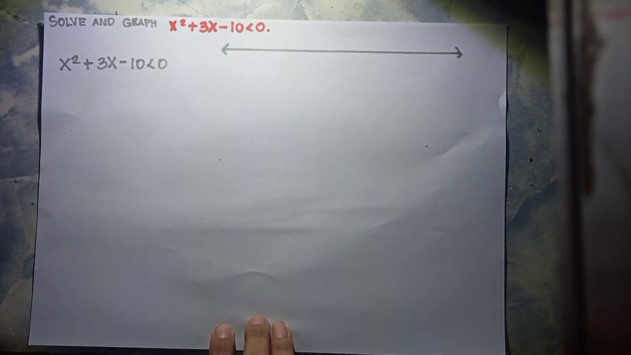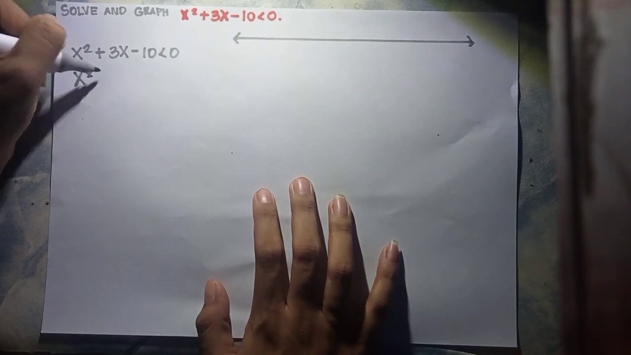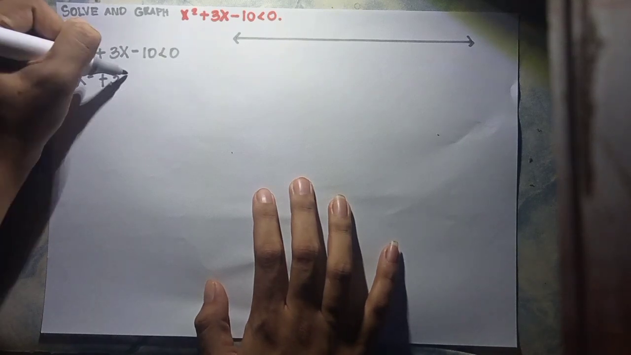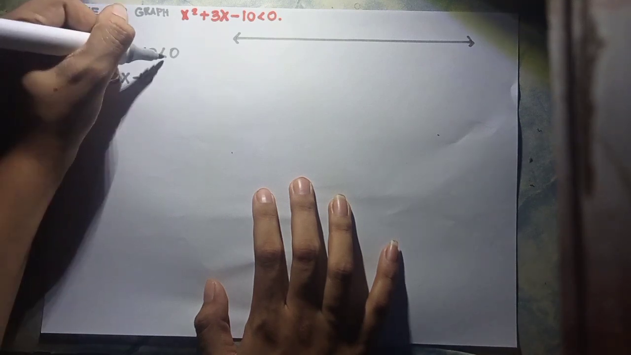This one is a quadratic inequality. We are asked to find its solutions. Eventually, we will graph the solutions of this inequality on a number line. The first step in solving quadratic inequalities.